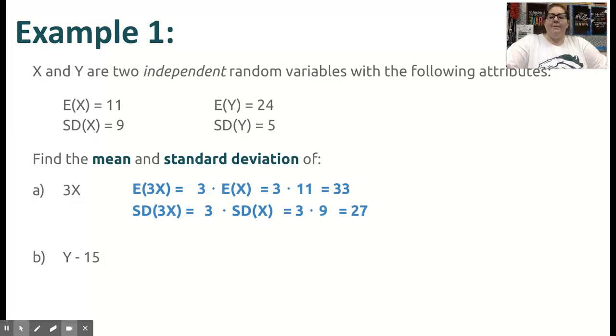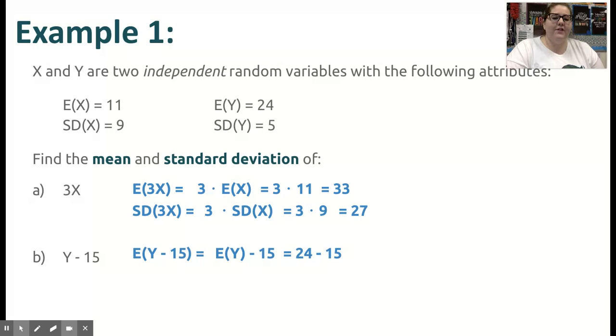Part B, y minus 15. So we are taking the variable y and we're subtracting a constant, 15. So for mean, or expected value, when we subtract a constant from our variable, we know we can just subtract that same constant from our mean. So E of y, or mean of y, minus 15. 24 minus 15 is 9.